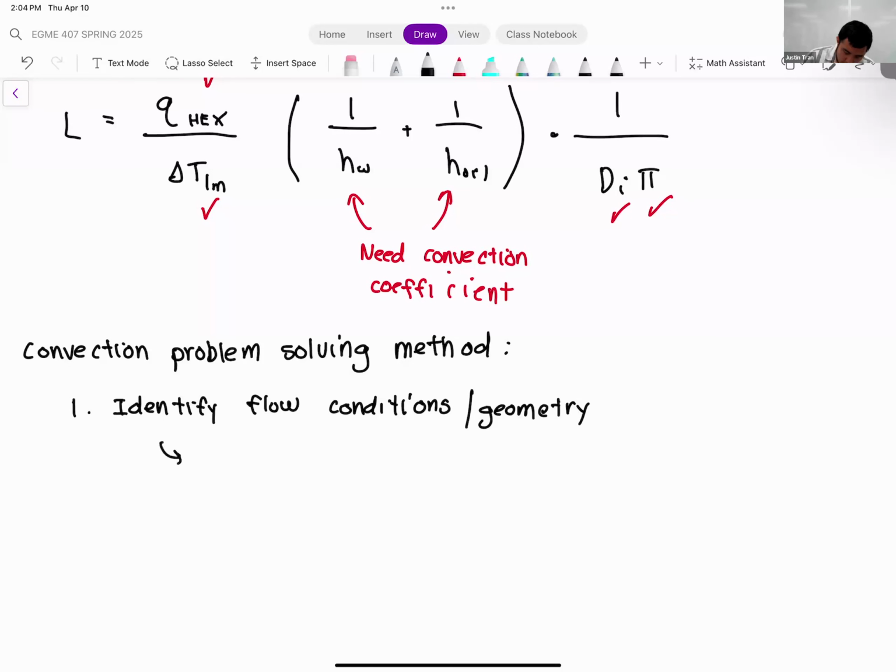Okay. So we're going to do this twice. One for the water and one for the oil. So for the water, we have flow in a pipe. Right. So that's our internal flow. And then for the oil, we have flow in an annulus.